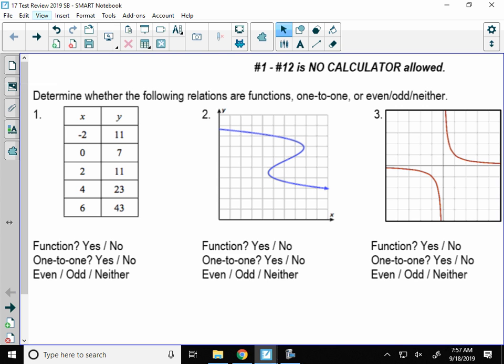This is a video for number 1 through 12 on your test review. And number 1 through 12 is no calculator allowed. So we're just talking about whether something's a function or not, even, odd, 1 to 1, and the parent functions. So number 1 is a table of values.